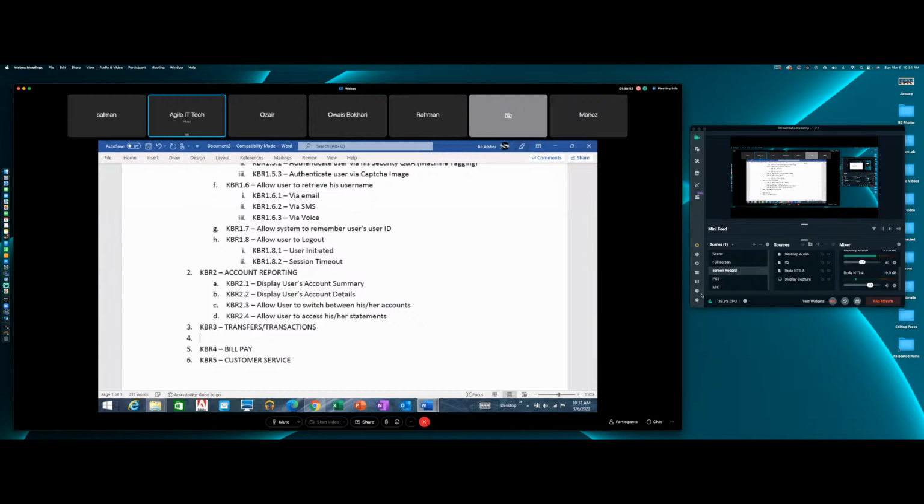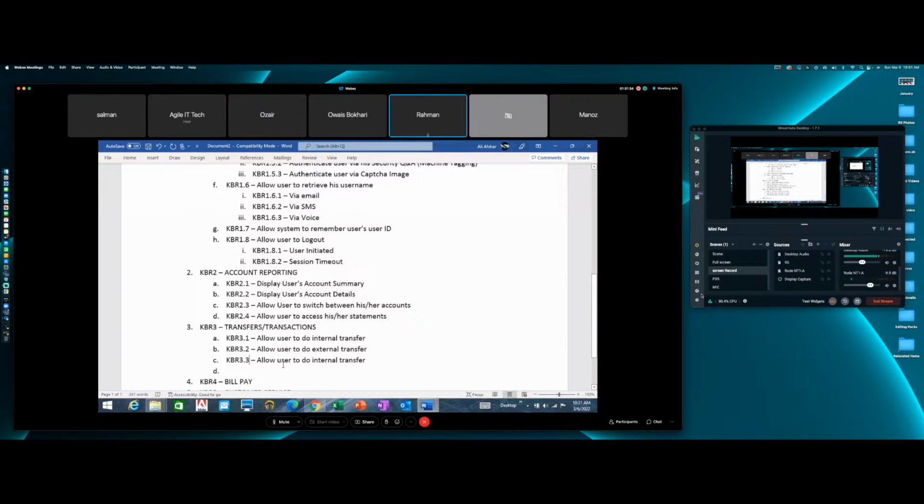Under transfers, you have the two major types of transfers. What are the two major types of transfers? Allow user to do account transfer? Internal transfers. They're all transfers, right? Internal transfers, and the next one should be external transfers, right? What other types of transactions are there? You could do mobile transfer.